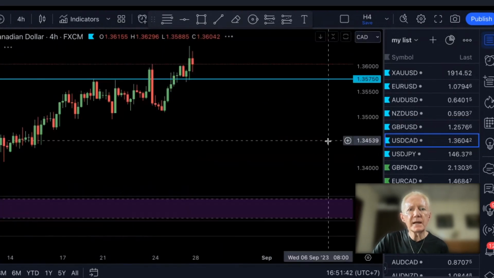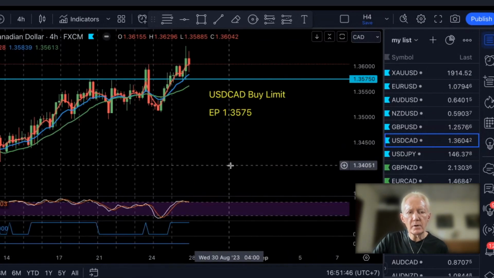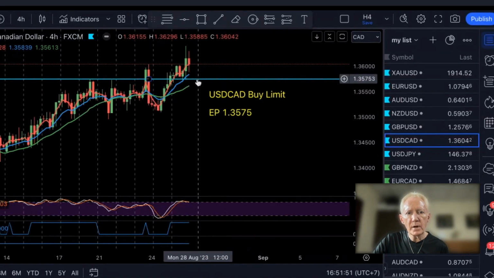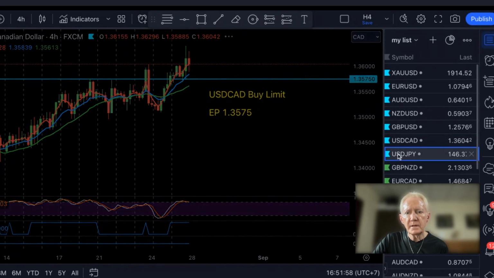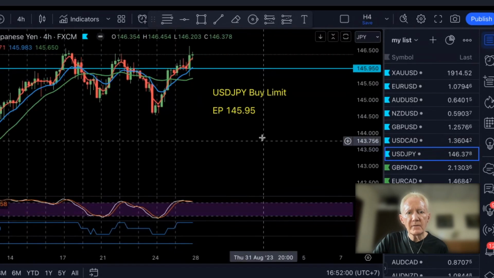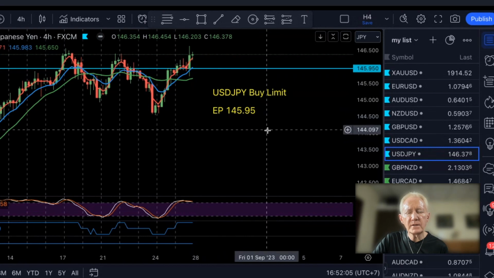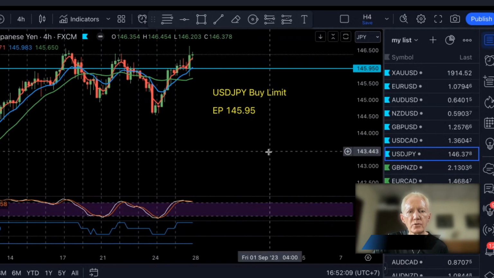And the USD CAD, I have a buy limit on that, of course, with the US dollar being the base currency. Let it come back down to support, make a correction to support, a retracement, a pullback, and a buy limit at 1.3575. The UJ, I have a buy limit on that one, of course, with the entry price at 145.95. And then no trade on the minor pairs, which I usually share with you, so no trade on the pound New Zealand or the Euro CAD.